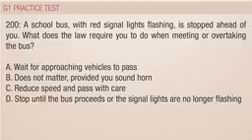Question 200. A school bus, with red signal lights flashing, is stopped ahead of you. What does the law require you to do when meeting or overtaking the bus? A. Wait for approaching vehicles to pass. B. Does not matter, provided you sound horn. C. Reduce speed and pass with care. D. Stop until the bus proceeds so the signal lights are no longer flashing.